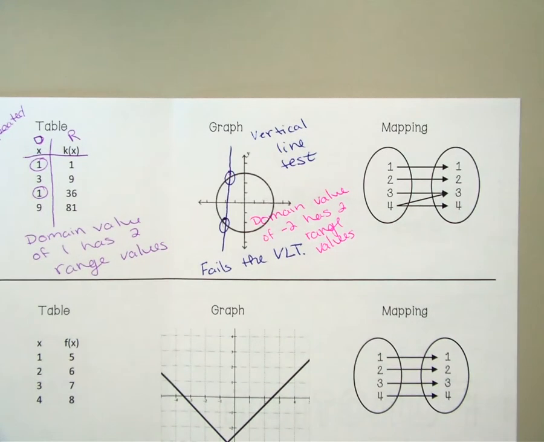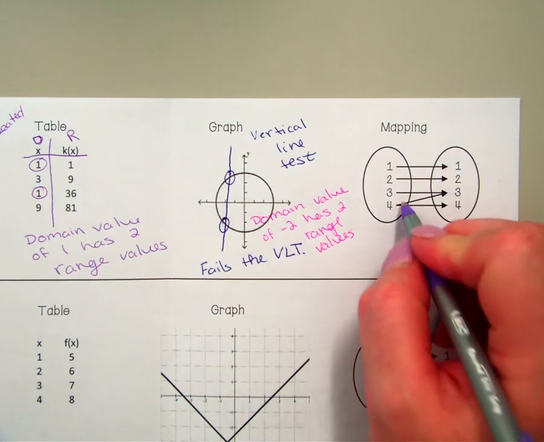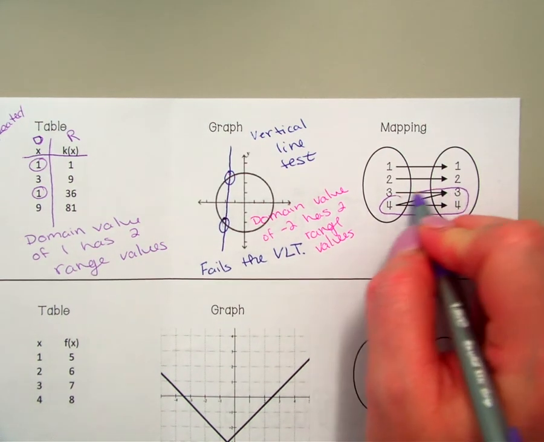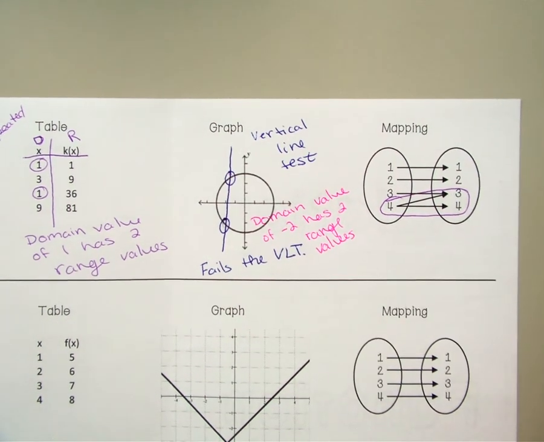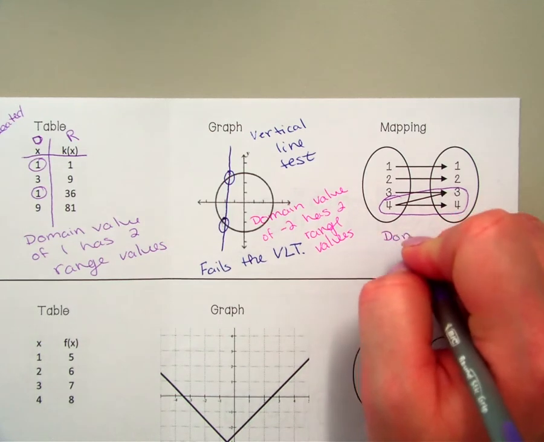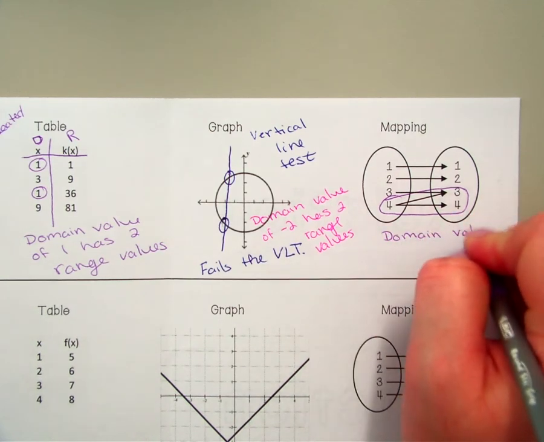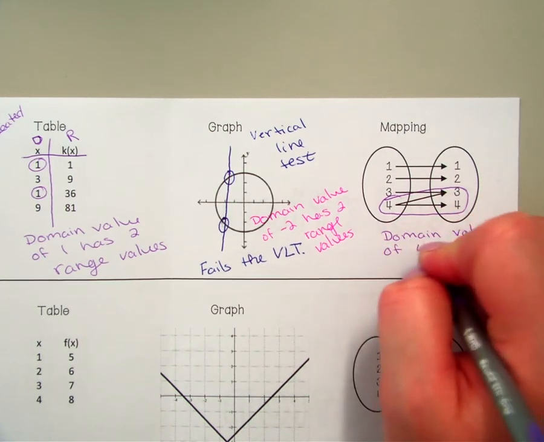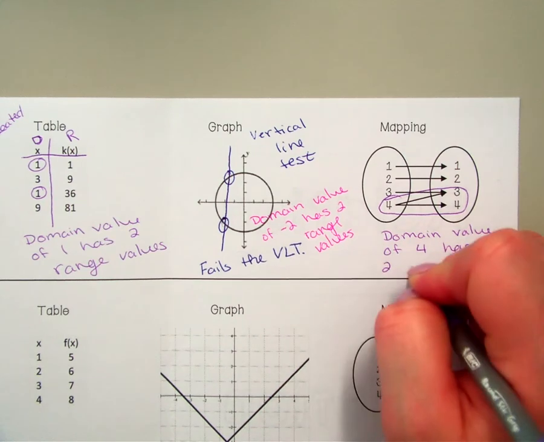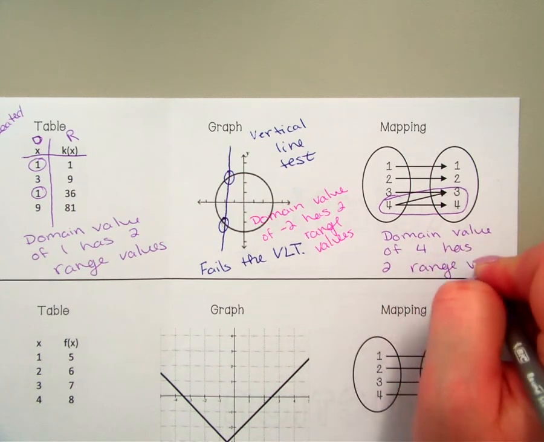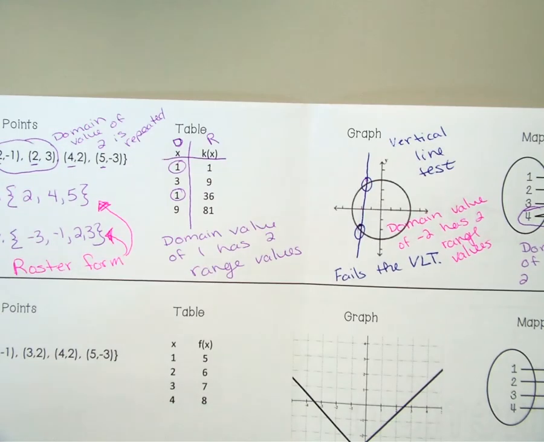And then our last one is the mapping diagram. The mapping diagrams I find are fun. So this is a relation because the domain value of 4 has two arrows pointing to two different range values. So domain value of 4 has two range values. So that's what makes things stay as relations. If your domains have more than one range value that they connect to, that makes them relations.